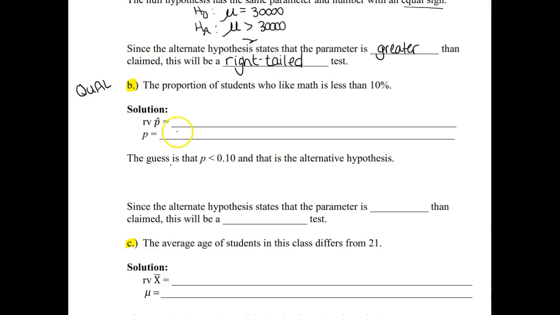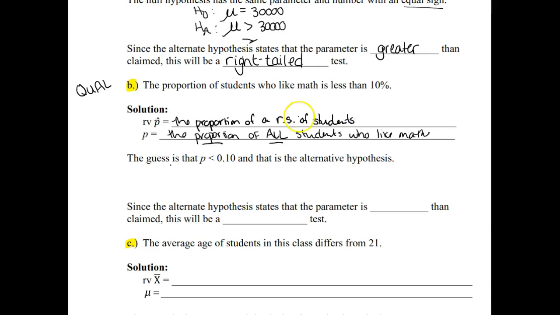So in this case, our parameter p is going to be the proportion or percentage of all students who like math. And then the random variable p hat from the sample is going to be, and they didn't give us a sample size yet, so we would just say the proportion of a random sample of students. We've been using that for randomly selected, so maybe we should fill in that word, random sample. The proportion of a random sample of students who like math.